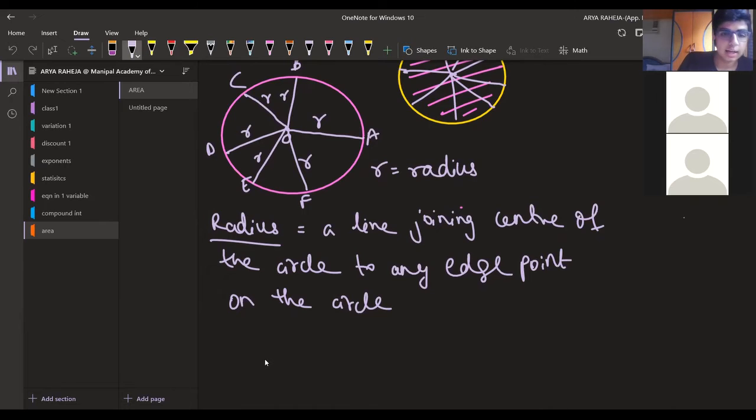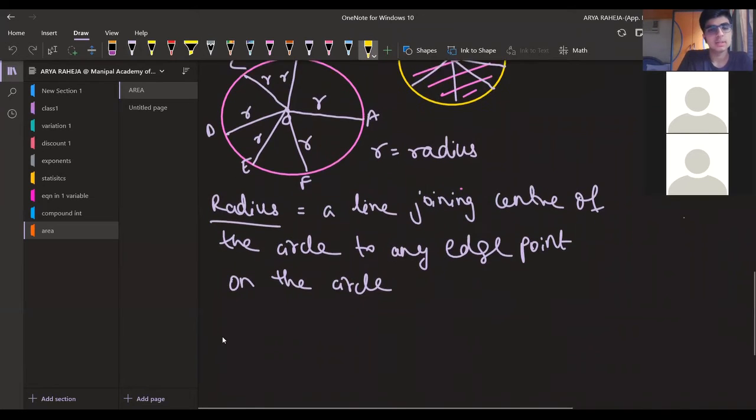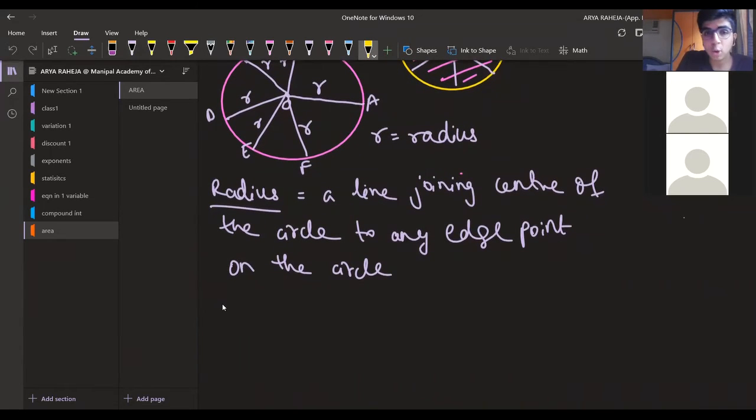Okay, and now let's move on. Okay, so this was just a term called radius, and denoted by small r. ठीक है, ये denoted by small r.